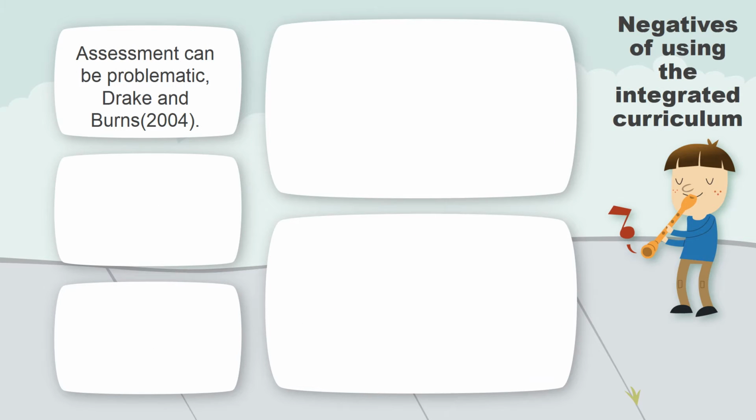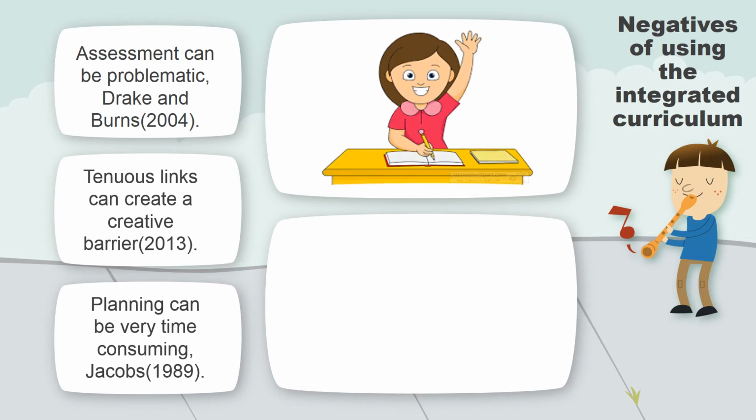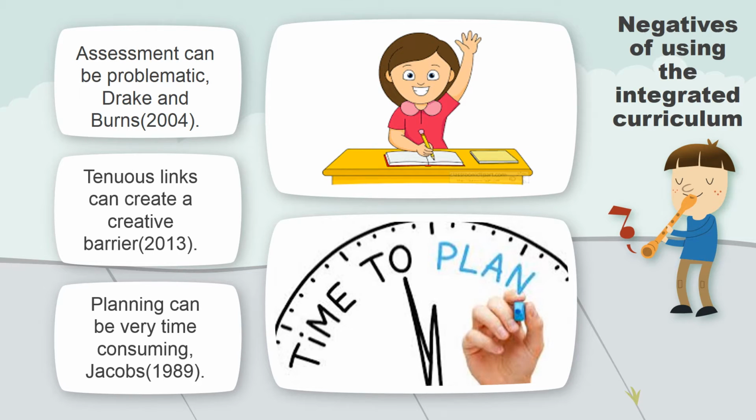Negatives of using the integrated curriculum. Drake and Burns 2004 explain how assessment can be problematic. For example, if a child is struggling during a cross-curricular lesson, it can be hard to distinguish what area of the national curriculum the child is struggling with.